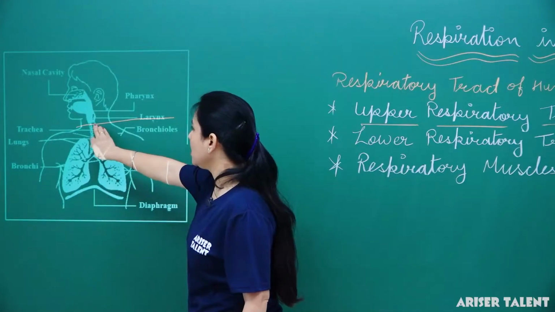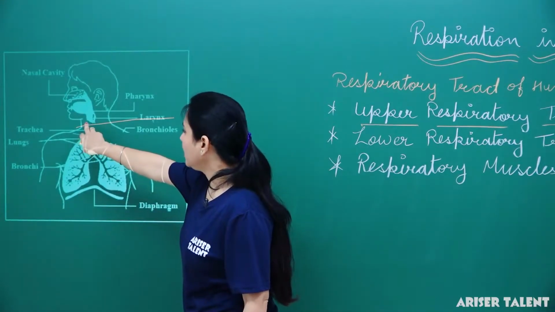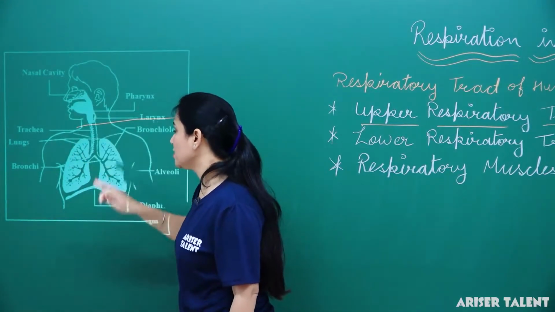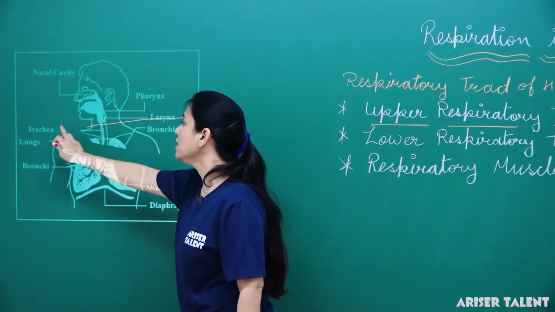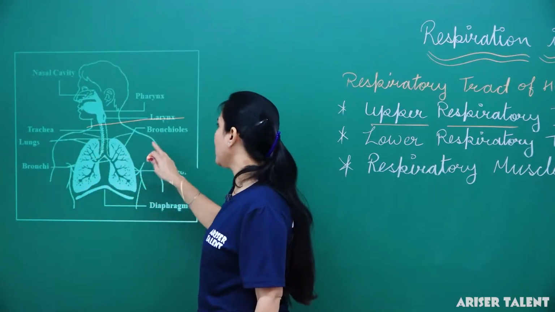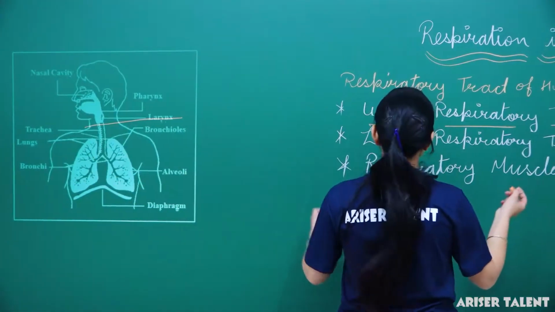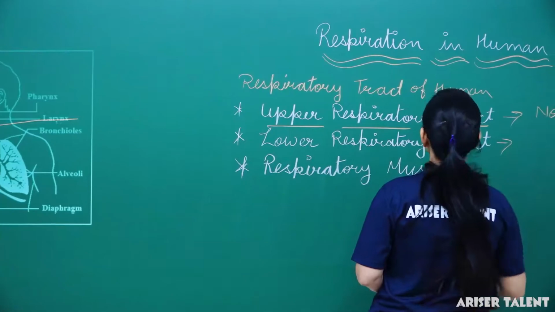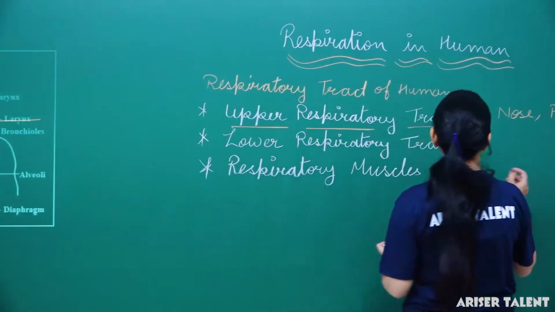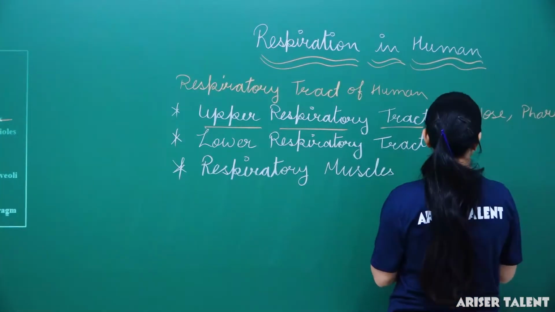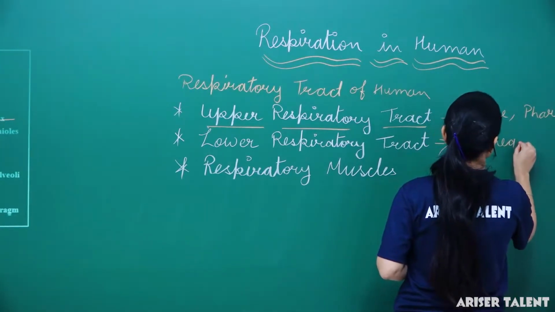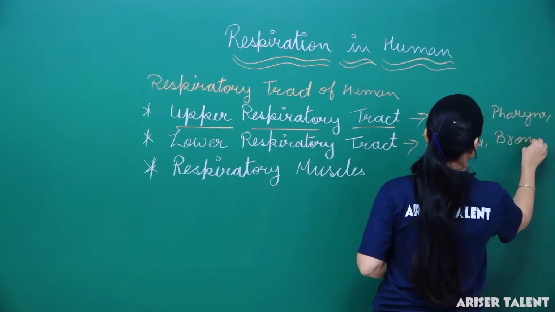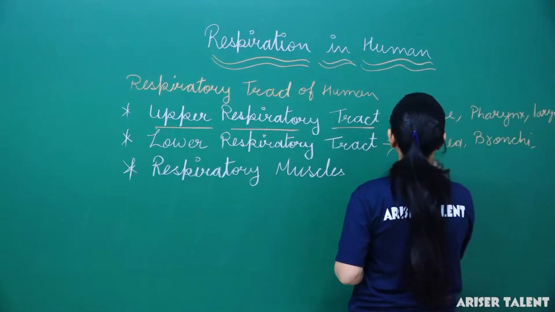Now we can see that the larynx is followed by the trachea. So here we can say that the lower respiratory tract consists of trachea, bronchi and bronchioles. So what are the organs of the lower respiratory tract? They are trachea, bronchi and bronchioles.